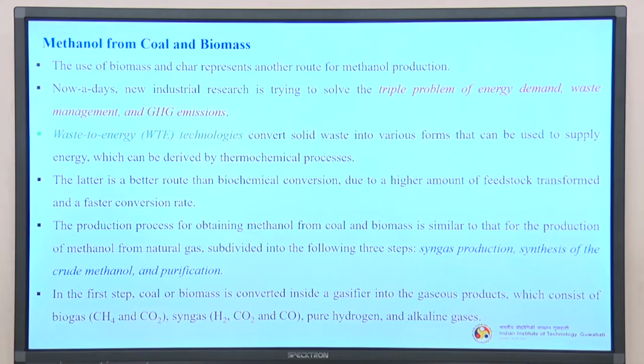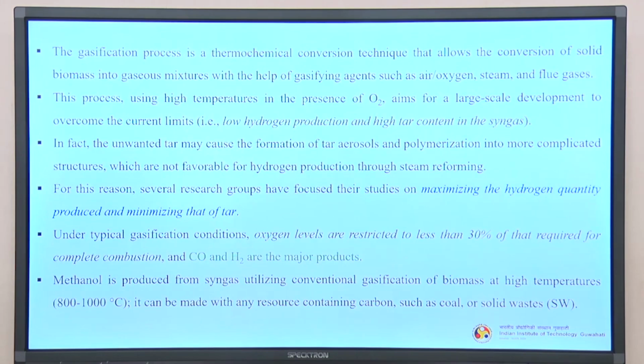The production process for obtaining methanol from coal and biomass is similar to that for the production of methanol from natural gas, subdivided into the following three steps: syngas production, synthesis of the crude methanol and purification. In the first step, coal or biomass is converted inside a gasifier into gaseous products, which consist of biogas, that is methane and carbon dioxide, syngas, hydrogen, carbon dioxide and carbon monoxide, pure hydrogen and maybe some alkaline gases. Now, the gasification process is a thermochemical conversion technique, which we have discussed in detail in our previous classes, that allows the conversion of solid biomass into gaseous mixtures with the help of a gasifying agent. It can be air or oxygen, steam and flue gases.